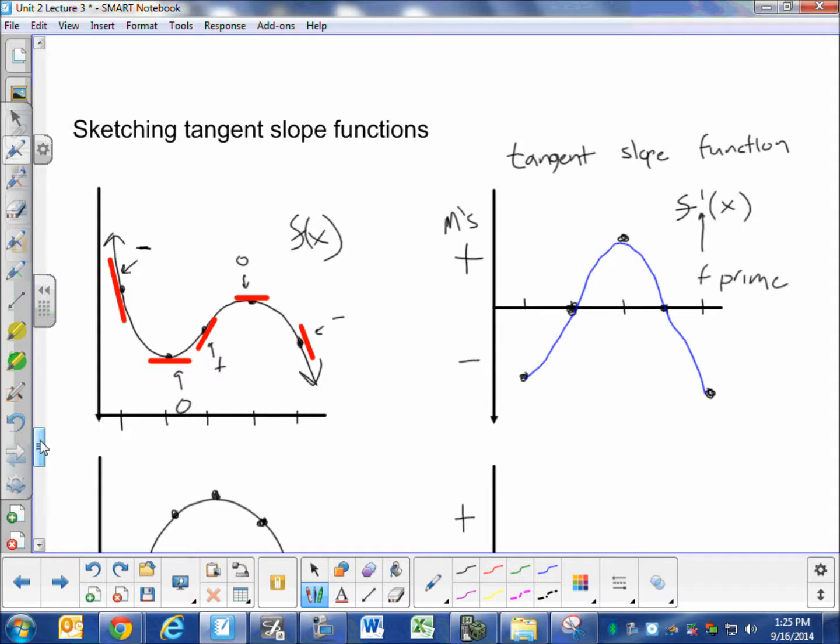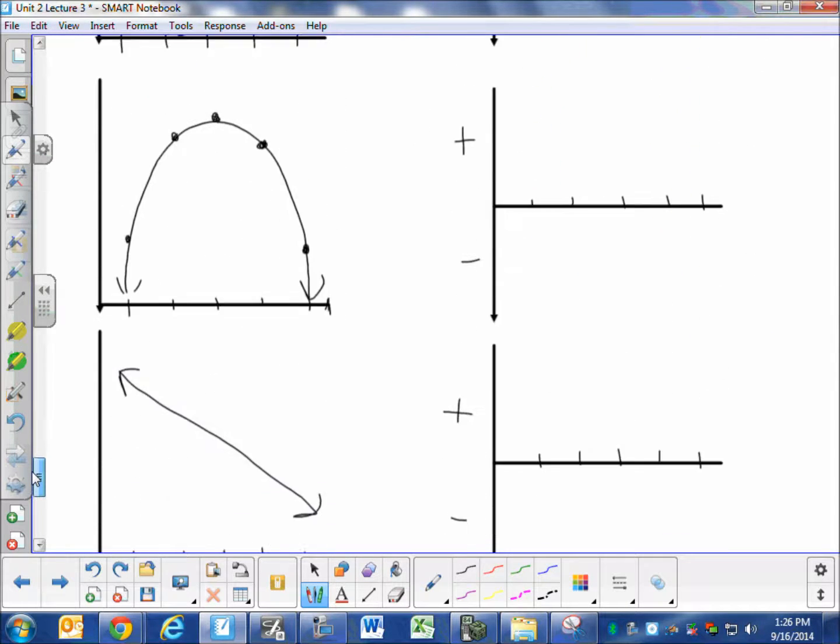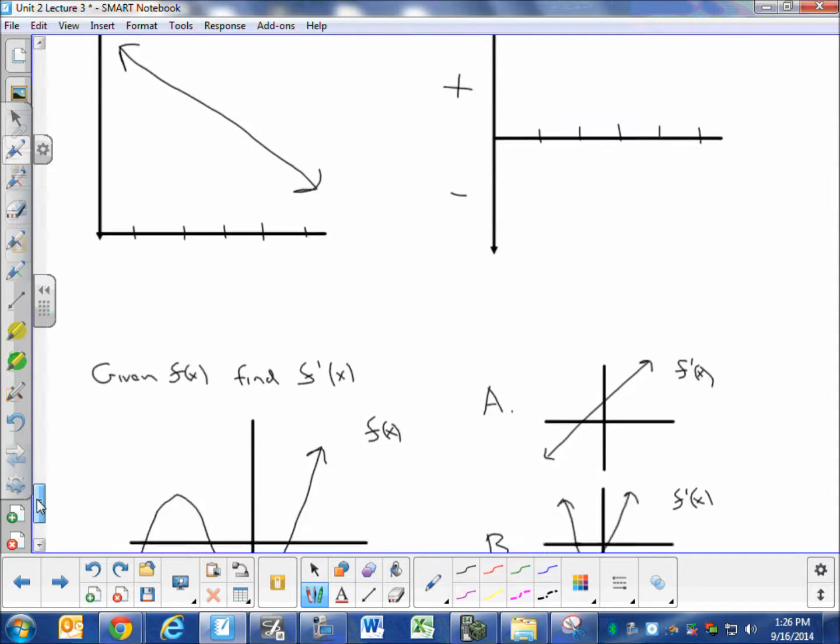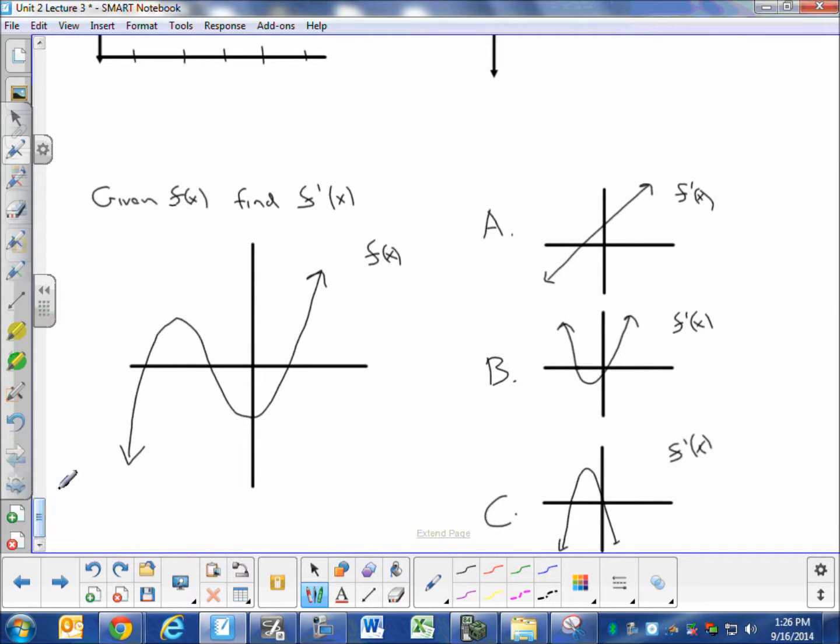Okay? This is all of the instantaneous rates of change, or all of the slopes of my tangent lines of this function at any location. Really interesting. We can do that again for a couple more, but I want you guys to look at this. If I give you this f, could you tell me which one of these would be the f prime for this f? A, B, or C?